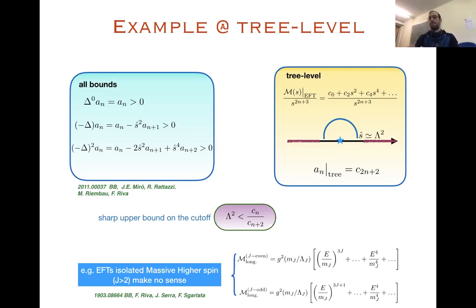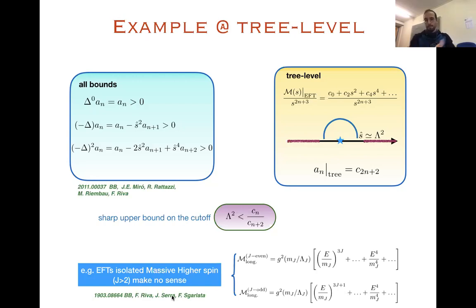Now, this has an interesting application. You can consider, for example, a theory of massive higher spins, which makes sense as far as power counting goes. You can build an effective theory for them where they are at the bottom of the spectrum. There is a gap between their mass and the strong coupling scale. Maybe I should have mentioned that this was done, not only in this paper, but also by Bonifacio and Hinterbichler.